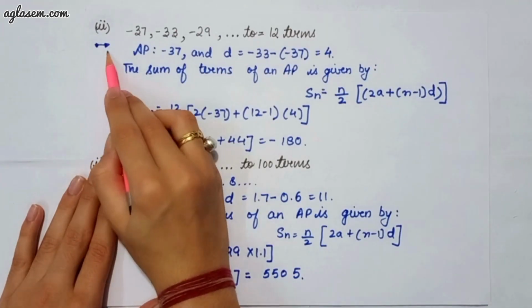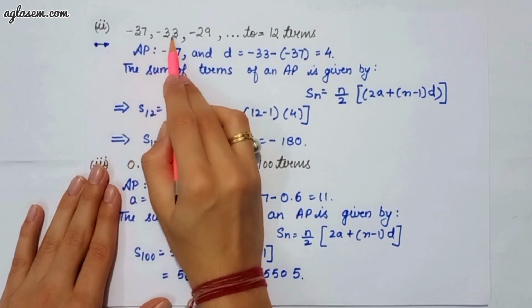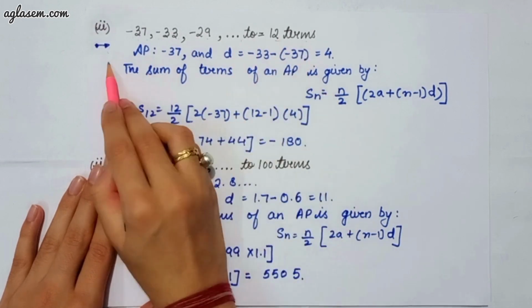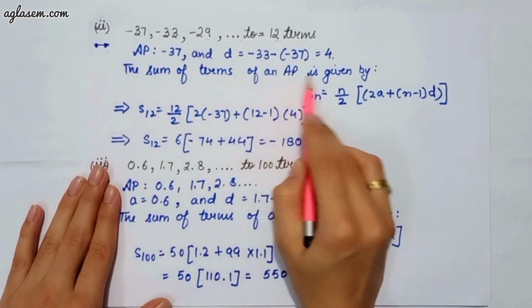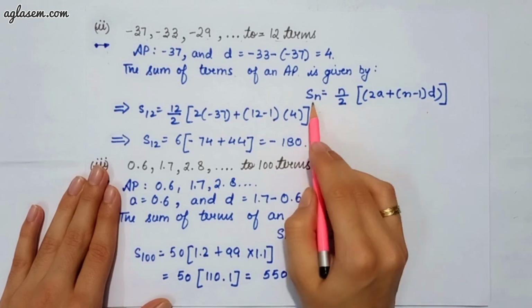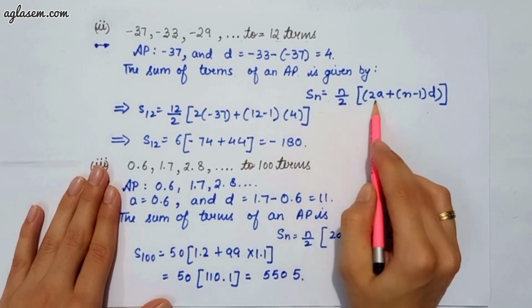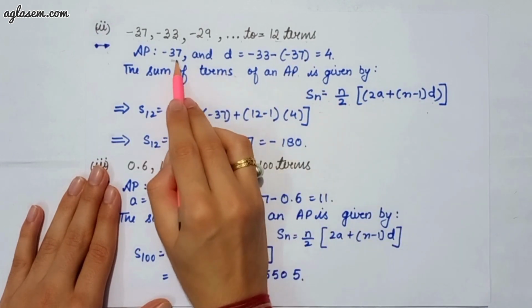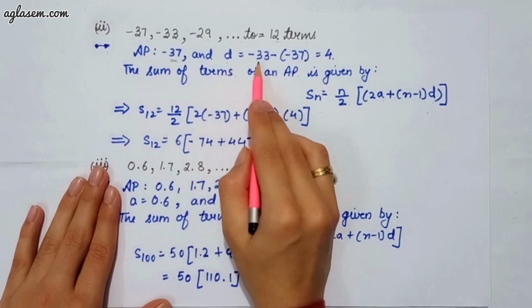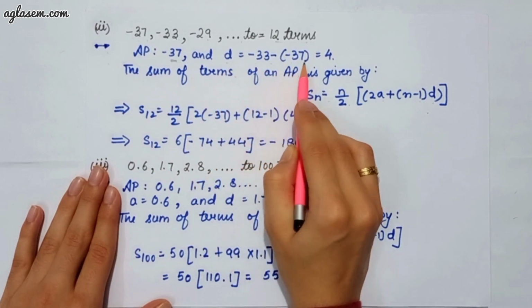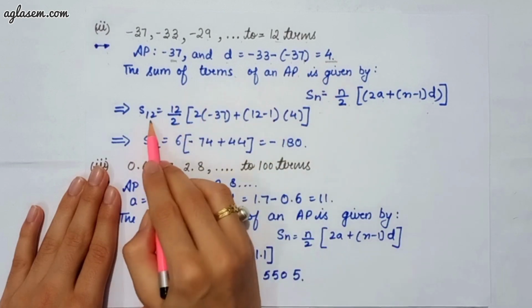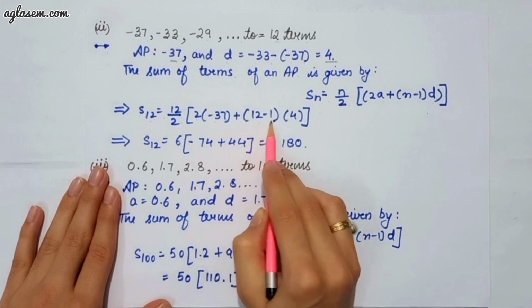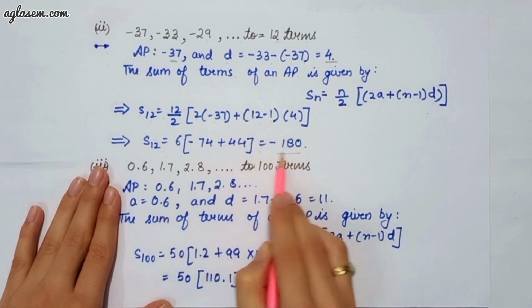Moving to our second part, which says minus 37, minus 33, minus 29 and so on to 12th term. The sum of terms of an arithmetic progression is given by the formula Sn equals n upon 2 into (2a plus (n minus 1) into d). Here a is minus 37 and d is minus 33 minus (minus 37), which will give you 4. So S12 is equal to 12 upon 2 into (2 into minus 37 plus (12 minus 1) into 4). Solving this, we will get minus 180.